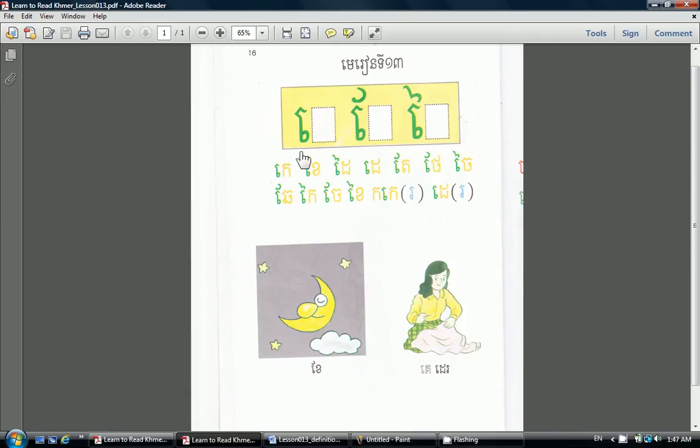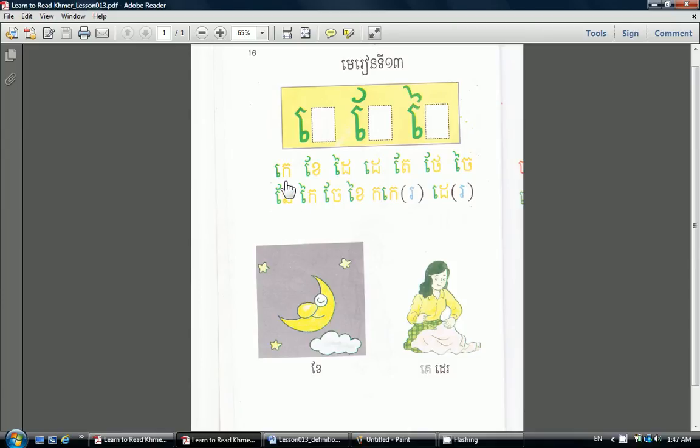They are srak e, srak ai, and srak ai, and we are learning to combine them with the consonants that we have learned so far. Okay, so now let's read these words, but first of all let's read the consonant plus a vowel and then the word. Okay, here we go.